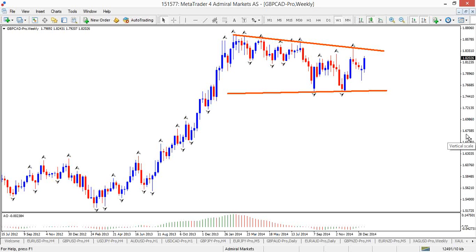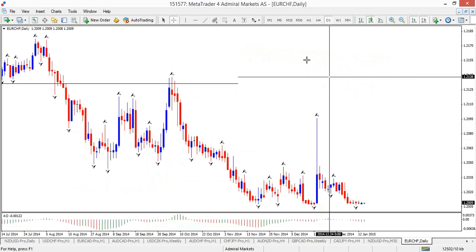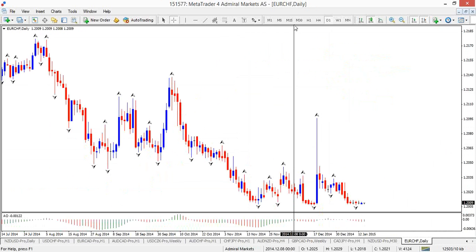Once again, the fib, Euro Swissy. That's a good one. That would be a fun fib webinar. Let's take a look at the Euro Swissy here. One second, folks.